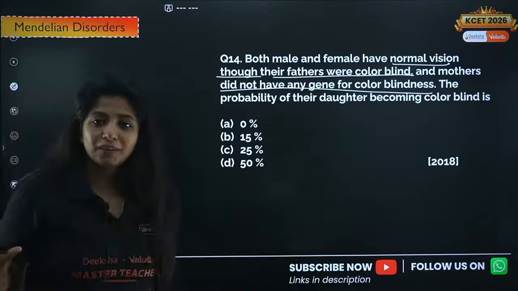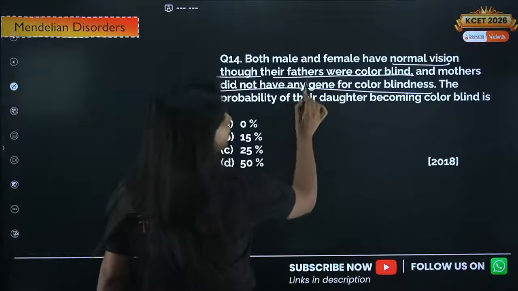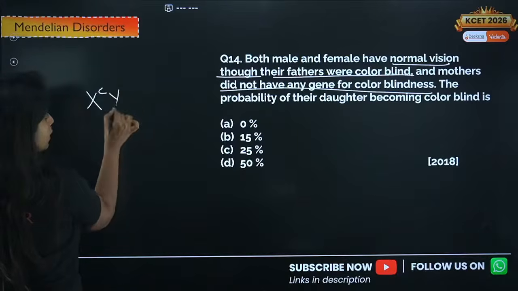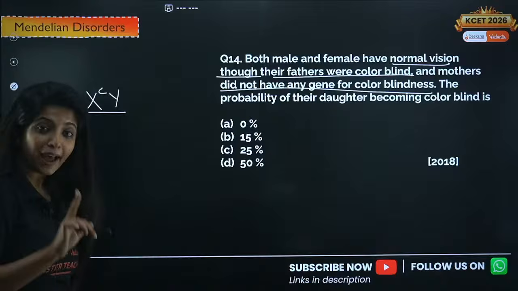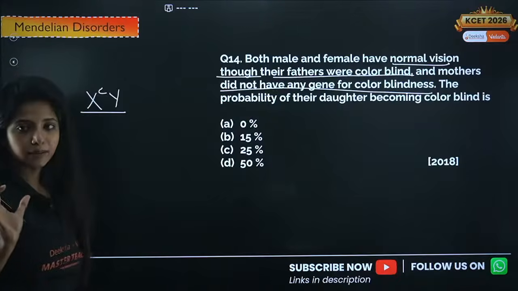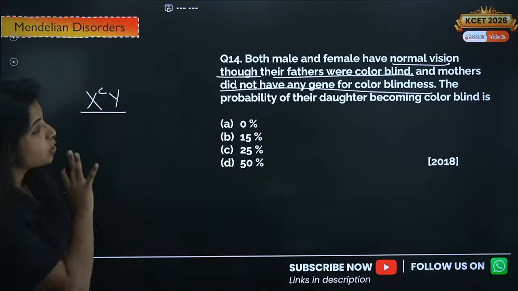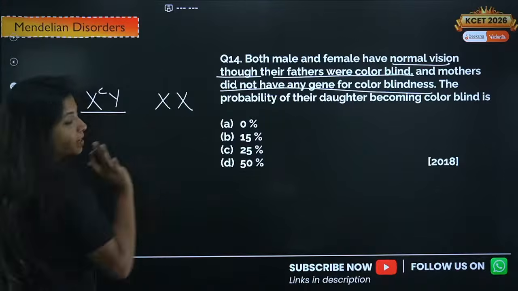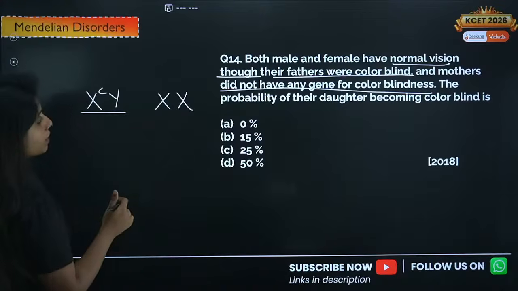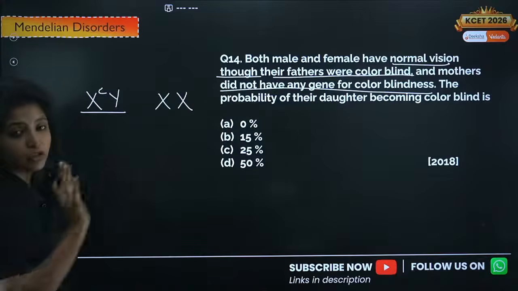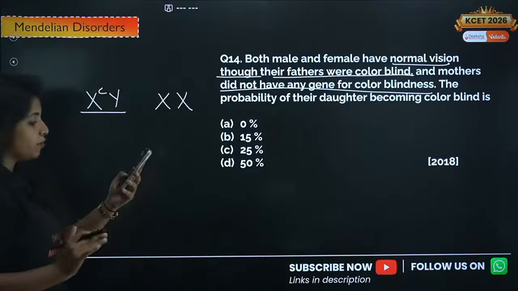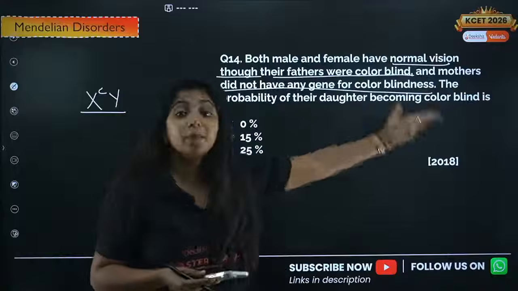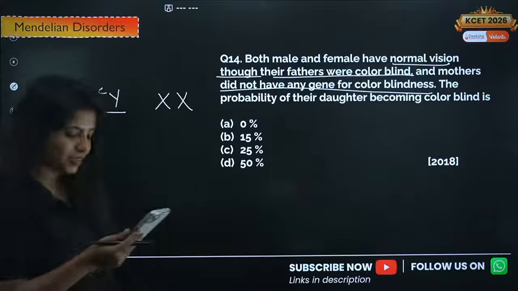Both male and female have normal vision. We do not have anything to do with that as of now. We want to see the father and the mother. The fathers were colorblind, which means for the man to be colorblind, the X chromosome should be affected. And the mothers did not have any gene for color blindness, meaning she is not even a carrier. Both her genes are normal. In that condition, what is happening, my dear children? Both male and female have normal vision. So their daughters and sons being formed have normal vision. What is the probability of their daughter becoming colorblind? What do you think? What is the probability?